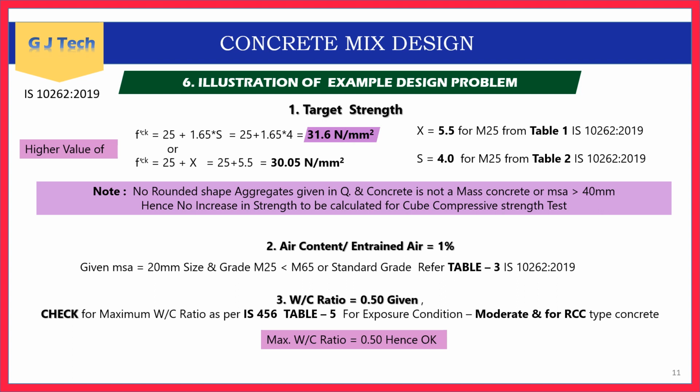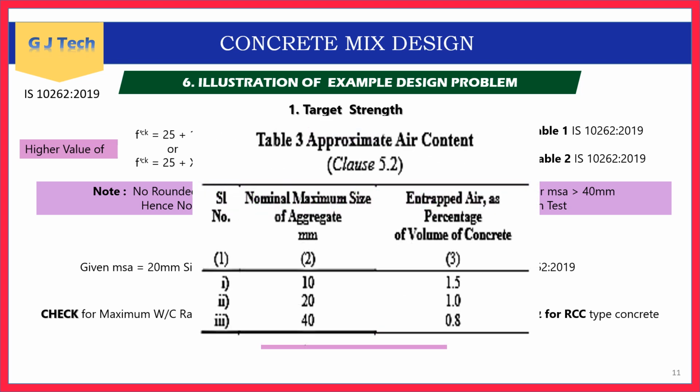The second is air content or entrapped air, and the factors required to compute air content are the maximum size of aggregate, in our case 20 mm, and the grade of concrete, M25. So it is a standard grade and not a high strength grade concrete, so we need to refer to table 3 of IS 10262. What does table 3 say? For 20 mm maximum size of aggregate, the entrapped air content to be considered for design mix of concrete is 1%.